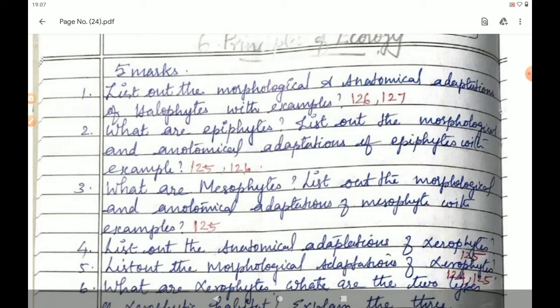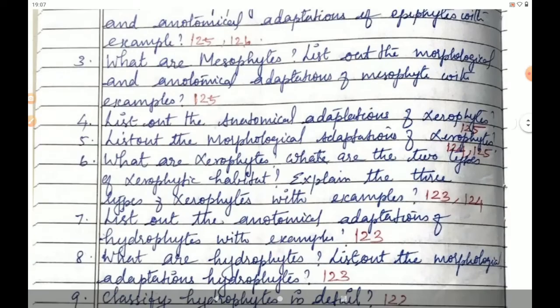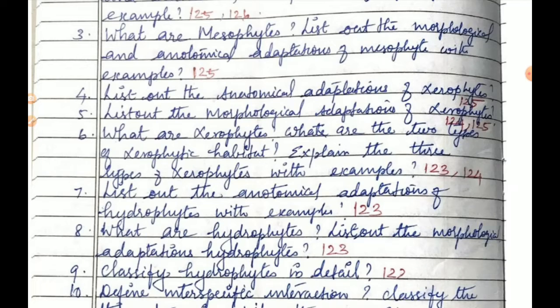The next question, fourth question: list out the anatomical adaptations of xerophyte. Answer is given in page number 125. In page number 125, the anatomical adaptations of xerophyte are: presence of multilayered epidermis 1, thick cuticle to prevent water loss 2, hypodermis is well developed, sunken stomata present, scotoactive stomata present, vascular bundles are well developed, mesophyll is well differentiated into palisade and spongy, and succulent stem possesses water storage region.